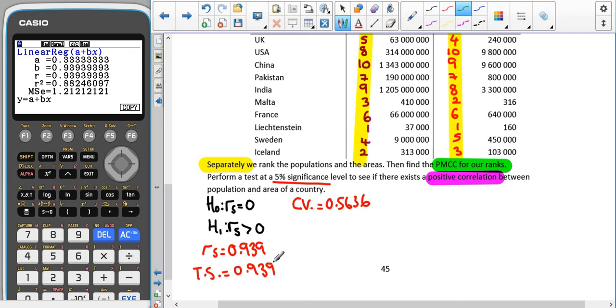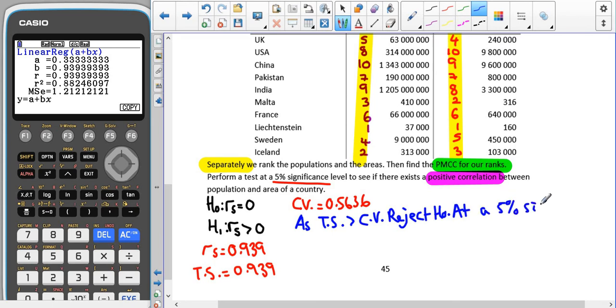Here, our correlation between the ranks is stronger than we needed it to be from the critical value table, so we're going to reject H0. So as our test statistic is bigger than the critical value, we're going to reject H0 at a 5% significance level.